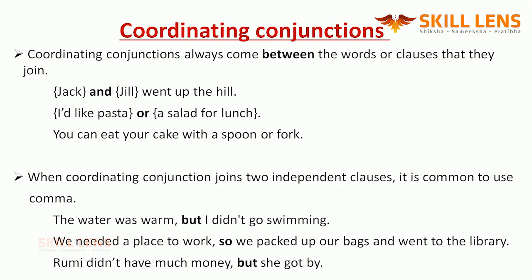Next, when a coordinating conjunction joins two independent clauses, it is common to use a comma. Two independent clauses. Clauses, as I mentioned, are parts of sentences that give us meanings.